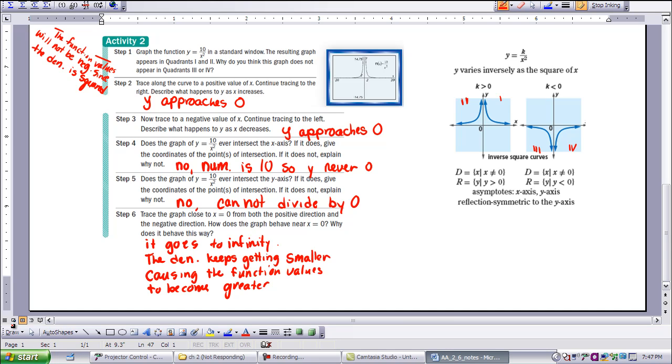We have asymptotes once again. We have the x-axis and the y-axis. Our graph approaches those lines but never reaches them. And then we have some reflection symmetry once again. In this case it's the y-axis. This concludes our study of the graphs of all of the 4 variations: direct, direct squared, inverse, and inverse squared. And this also concludes video 2.6.